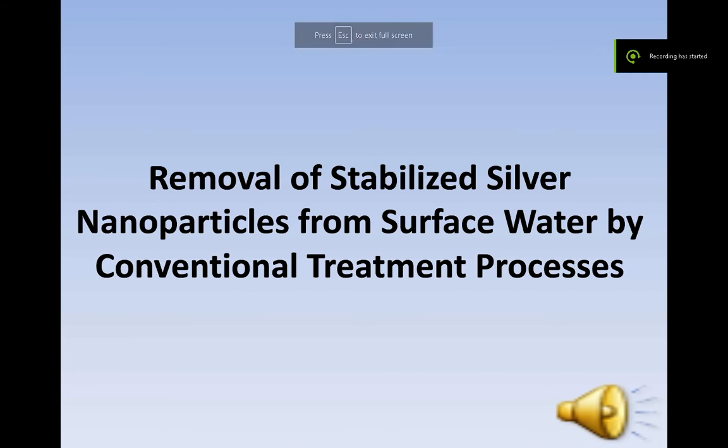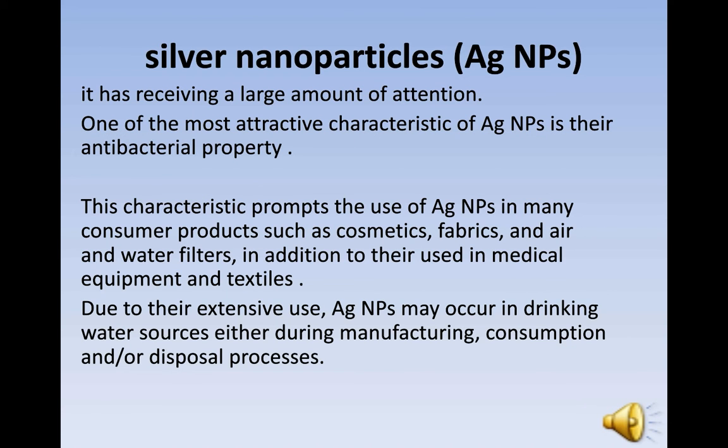I want to talk about removal of stabilized silver nanoparticles from surface water by conventional treatment process. This characteristic has antibacterial property and it has received a large amount of attention. This characteristic leads to use of AgNP in many products such as cosmetics, wool fabrics, and air and water filters, plus use in medical equipment and textiles.